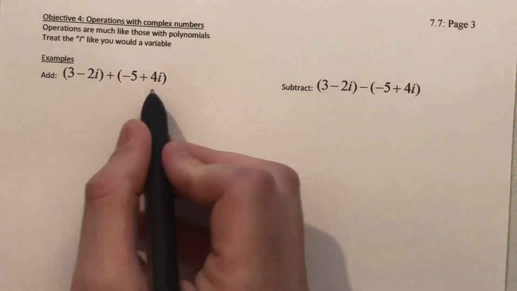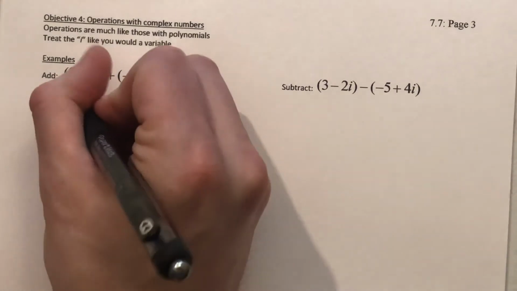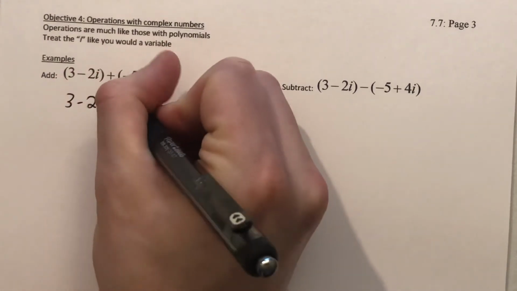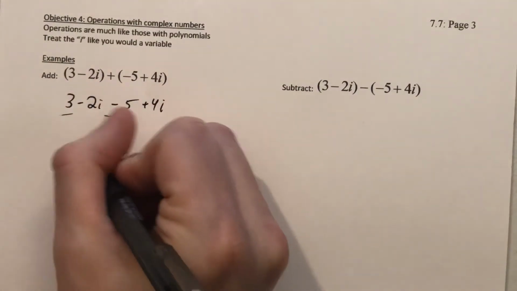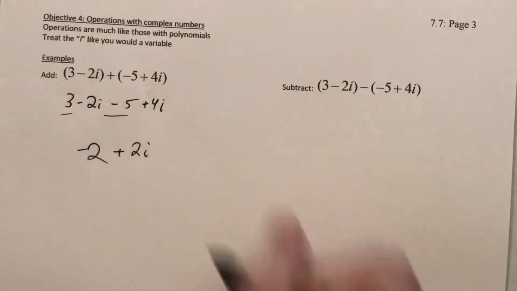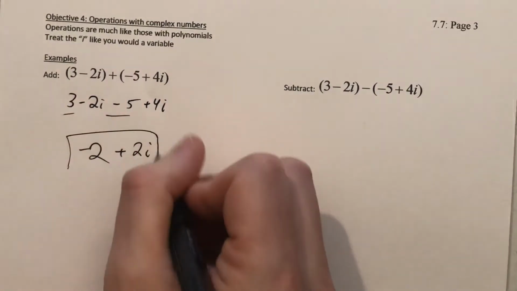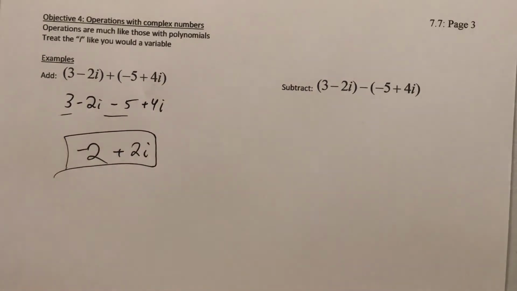So, like here, adding these two, that plus sign telling me these parentheses aren't even important. So really, you've just got all of these terms out in the open, and you're combining like terms. 3 and -5, and -2 and +4, giving me that. And that's it. That's as much as you can do, right? That's actually a standard form, a plus bi, for the complex number.